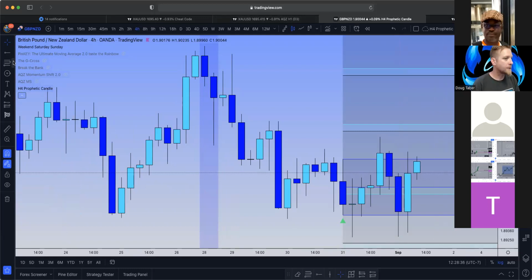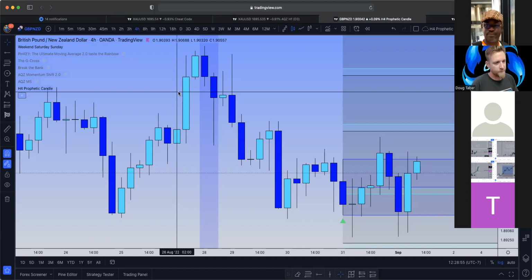Do I have any questions? Why is the H4 candle usually on Monday or Tuesday? It can happen on any day of the week: Monday, Tuesday, Wednesday, Thursday, Friday. You just need the characteristics, all the conditions to be met first, and then boom, you have your prophetic candle of the week.